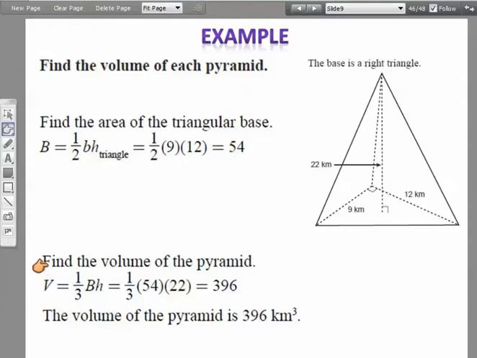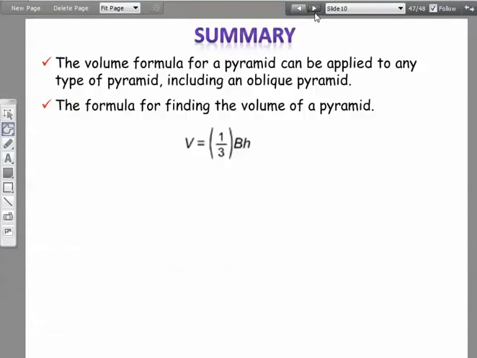And then for finding the volume of the pyramid, you're going to take that 54 and plug it in. They gave us the height of the pyramid, which is 22. That gives us 396. So the volume of the pyramid is 396 kilometers cubed.